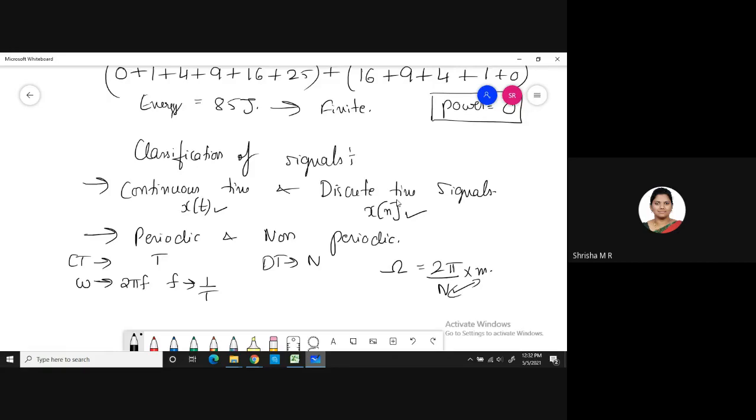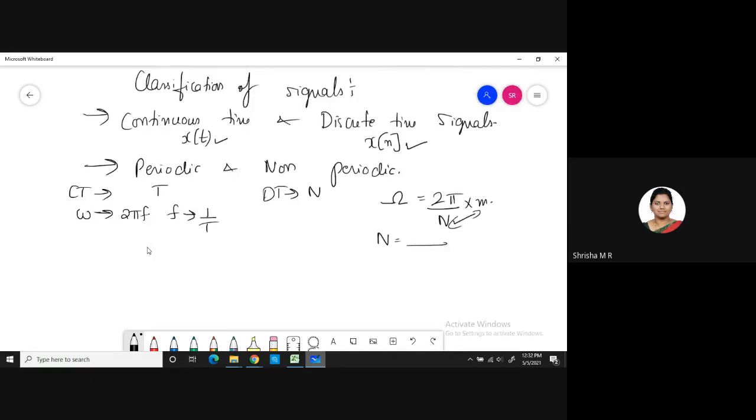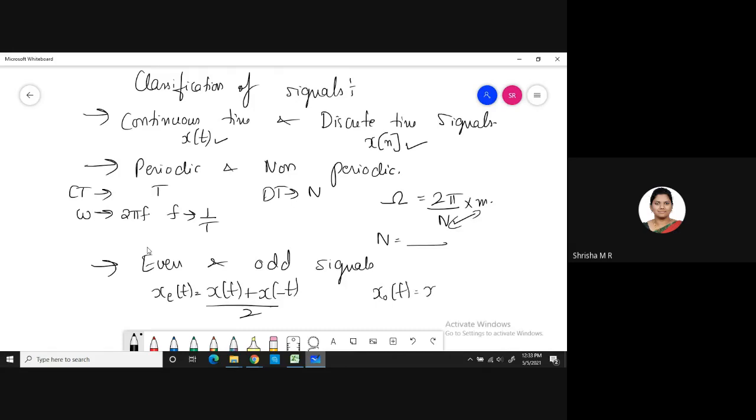So we found out the period and number of samples, and that is about periodic and non-periodic signals. We also solved the even and odd component. We found the even and odd components of the signals using the equation x_e of t is x of t plus x of minus t by 2, and the odd component was x of t minus x of minus t by 2. We found the odd component of the signal using this.